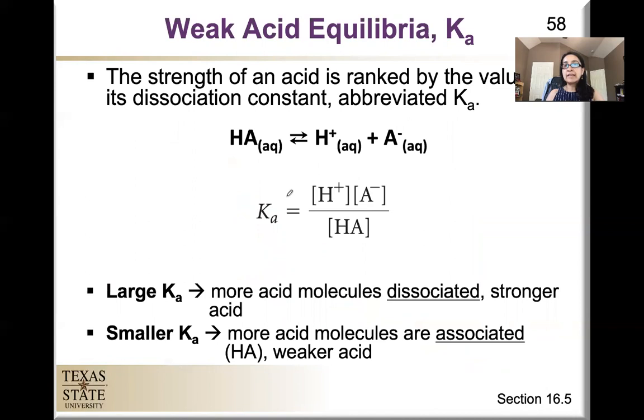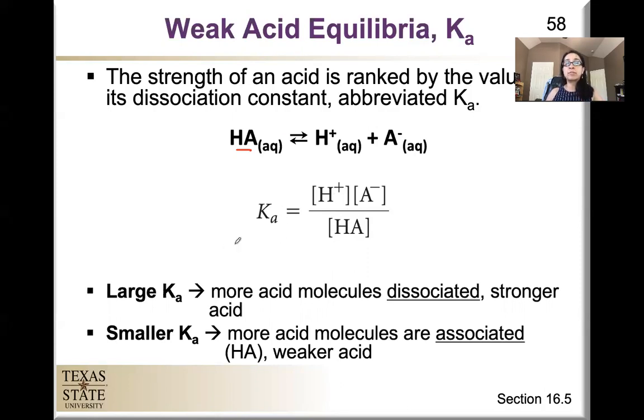The strength of the acid is ranked by the value of the Ka, or the value of its dissociation constant. For any particular equilibrium of a weak acid that dissociates into hydrogen ion and the respective anion, we can write the Ka as the ratio of the concentrations of the products, which are the hydrogen ion and the respective anion, divided by the concentration of the reactants, which in this case is the concentration of the weak acid. At equilibrium, each of these would have their own concentration depending on the problem, and that Ka gives you some information.